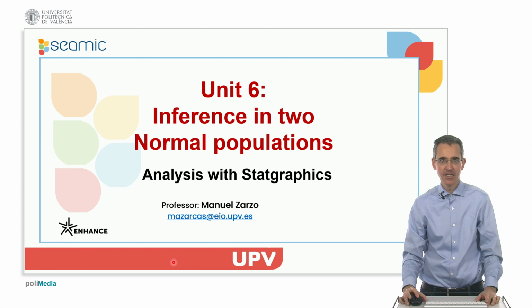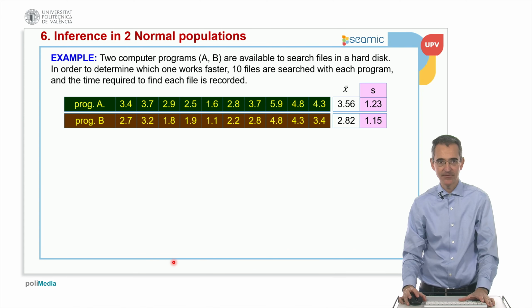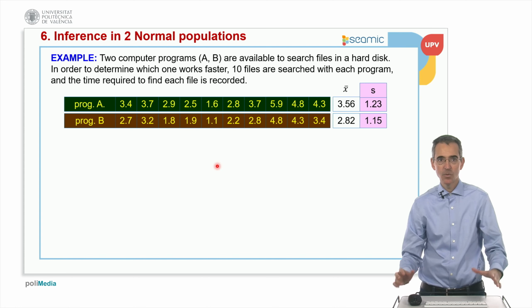We are in Unit 6, Inference into Normal Populations, and in this video I will explain the analysis with Statgraphics. We continue with the same example used in the previous video. We have two computer programs, A and B, which are available to search files in a hard disk. We want to determine which one works faster.